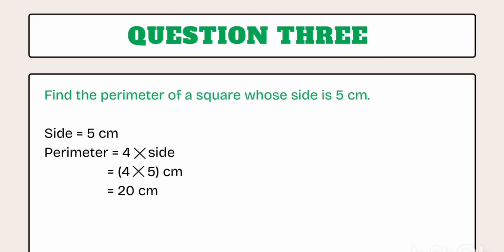Find the perimeter of a square whose side is 5 centimeter. Given side equals 5 centimeter. Formula of perimeter of a square is 4 into side. Put the value, 4 into 5 equals 20 centimeter. So, perimeter of a square equals 20 centimeter.